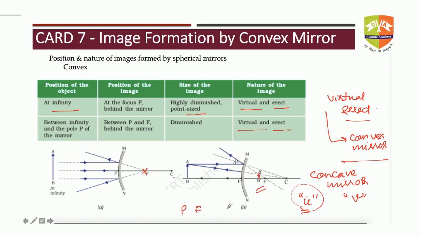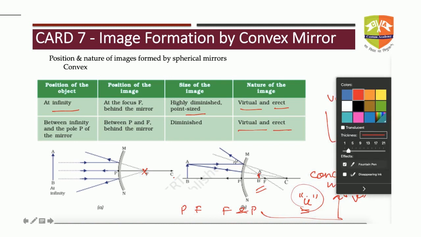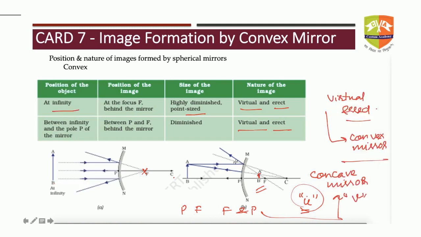It will be real and inverted. Then if it is beyond C, you look at here condition B. Beyond C means between infinite and C. So I am drawing these two lines. One is going here, passing parallel to the focal point, and one going through the center of curvature. Then returning again 180 degrees. Here the image formed, you look at here, is diminished, real and inverted.